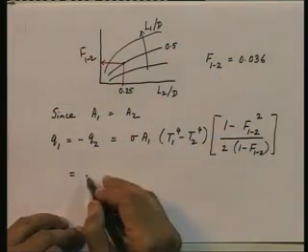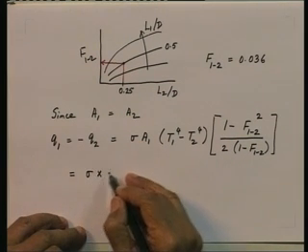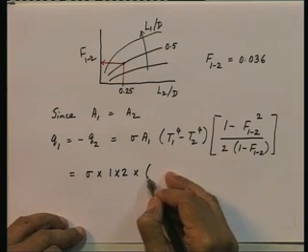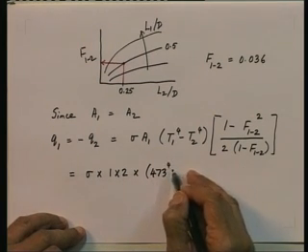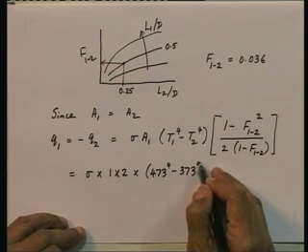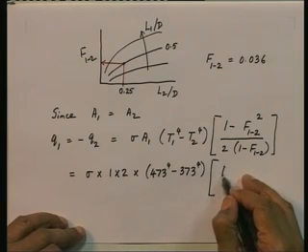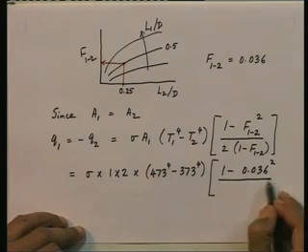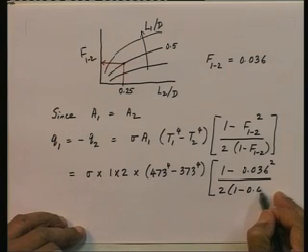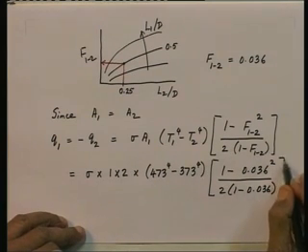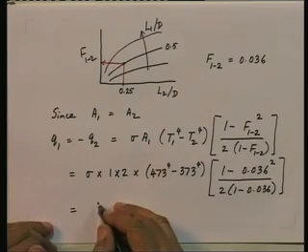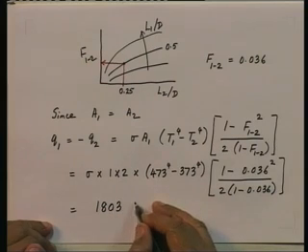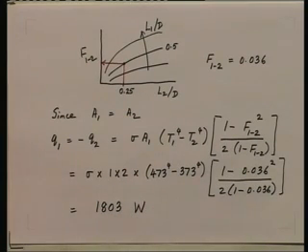Now, in this particular case, substitute the given numbers. That means substitute the value of sigma into A1, which is 1 by 2 into 473 to the power 4 minus 373 to the power 4, the whole thing into 1 minus 0.036 the whole squared, 2 multiplied by 1 minus 0.036, and if you calculate the value, you will get 1803 watts. So, the rate at which you supply heat at the surface 1 will be 1803 watts.